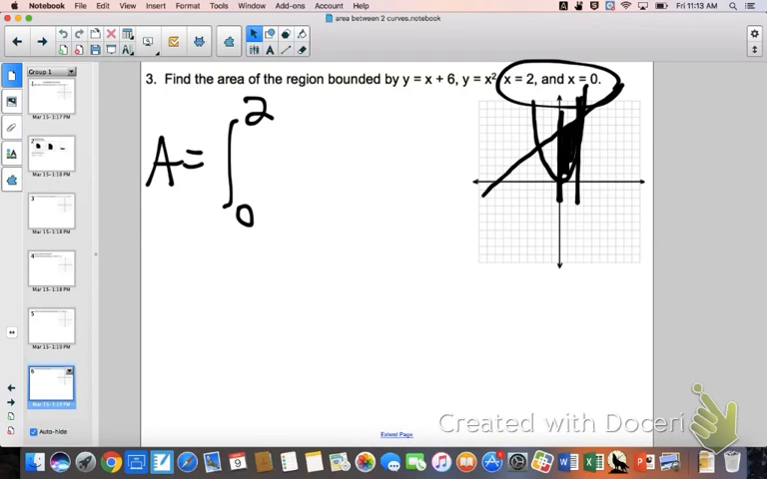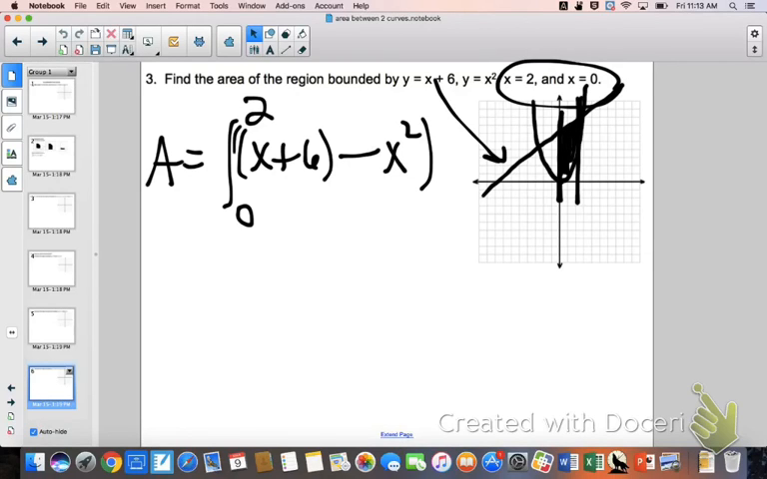The top function is x plus 6 minus the bottom function, which is x squared, dx. Okay, so get that, go ahead, pause it. I want you to go through all the steps here. The answer you should get is 34/3.